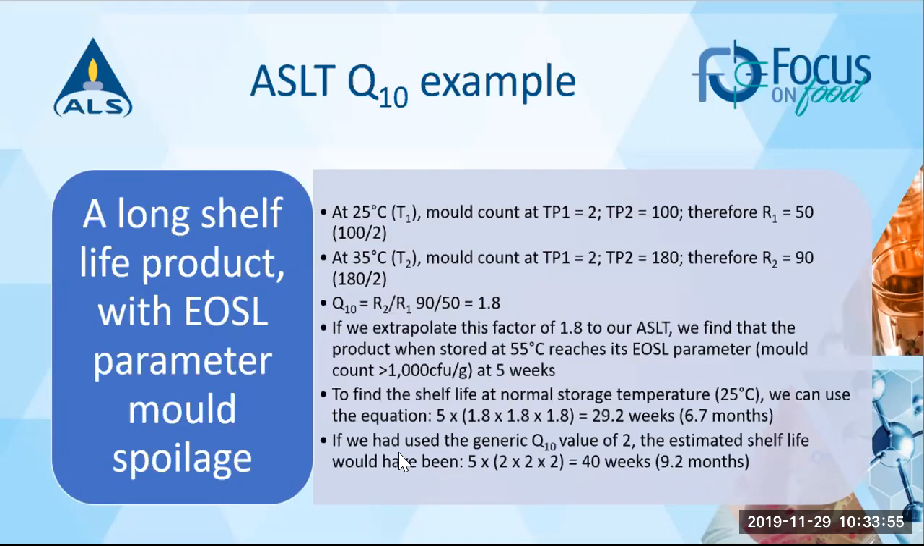So just underneath here, to compare that with what is often used, a generic Q10 factor of 2. If we'd used that factor, the estimated shelf life would have been the 5 weeks, times 2 times 2 times 2, which would have been 40 weeks. So you can see by not taking the time to work out a correct factor for Q10 and just taking a generic value for Q10, we've vastly overestimated the potential shelf life on that product.